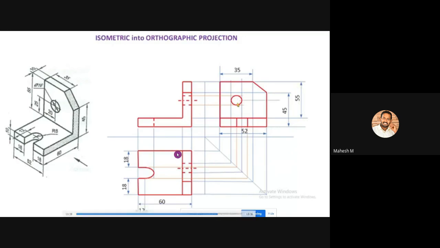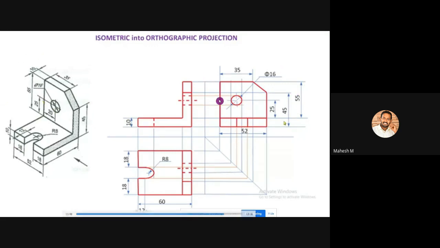You have to mark all these dimensions on the top and side view. Not even one dimension should be missed. And also with that, you should not give the same dimension 2 times. One dimension should not be done twice. So whatever dimensions are visible here, you must have marked all those dimensions here.